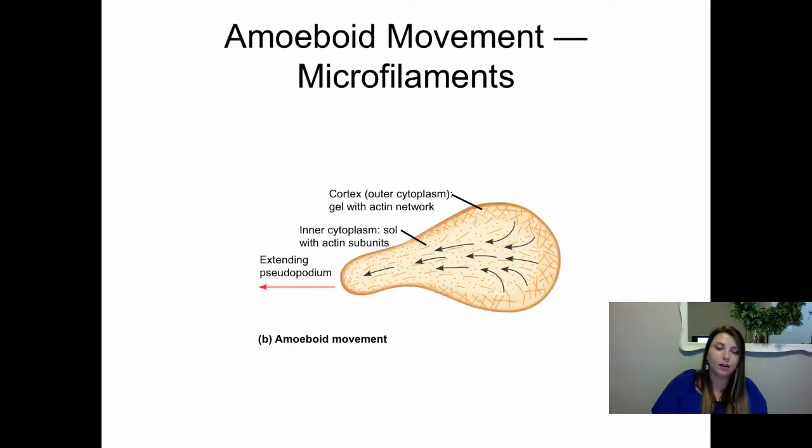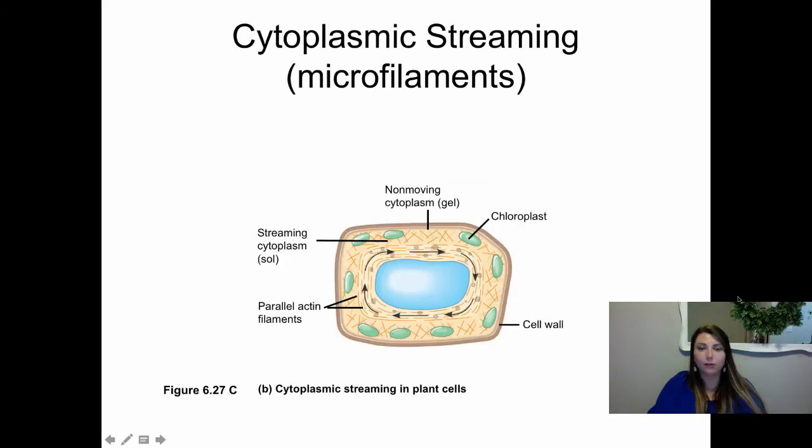Another use for these microfilaments is by amoeboids. So amoeboids use what's called a pseudopodia to move. Pseudo means false, podia means foot. So they will actually grow this false foot, and they'll pull themselves forward. Microfilaments also play an important role in cytoplasmic streaming.